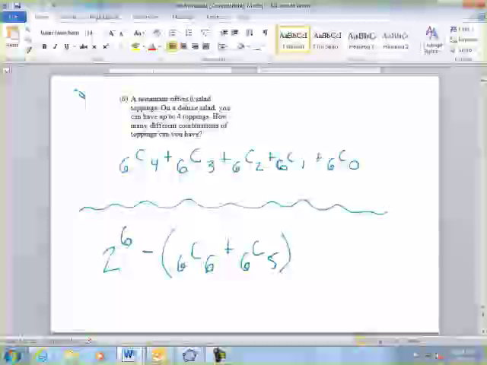So then we can do this calculation, which has fewer things to type in the calculator, and get that we have 57 salads. That's the same answer you would get doing it the first way. It's just more stuff to type in the calculator.